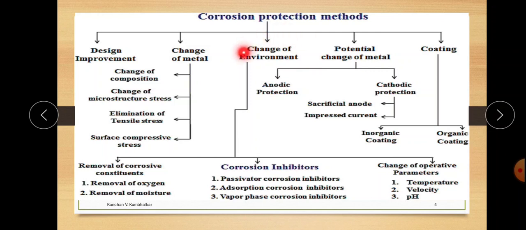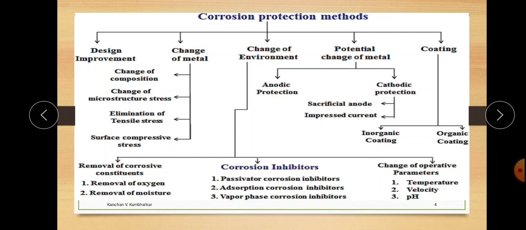Next point, change of environment. By altering some environment, you can minimize the corrosion. That is removal of corrosive constituents, that is removal of oxygen or removal of moisture. Second, by introducing a corrosion inhibitor like a passivator, adsorption inhibitor and vapor phase corrosion inhibitor, or by changing an operating parameter like temperature, velocity and pH.